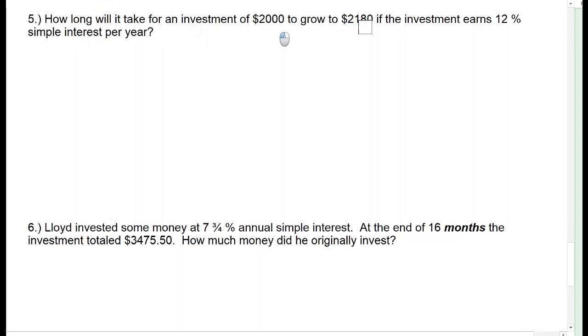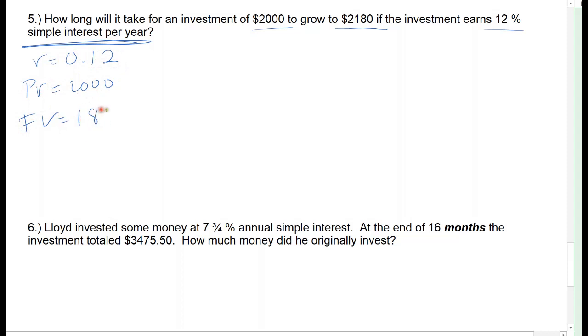Alright, so how long will it take your investment of $2,000 to grow to $2,180 if the investment earns 12%? So there's my simple interest per year. This time they did it instead of annual simple interest, they did simple interest per year, but it means the same thing. Annual means yearly. Alright, so they gave us the interest rate, which is 12%. That's 0.12. They gave us the present value. The original amount was $2,000. Future value was $1,080.